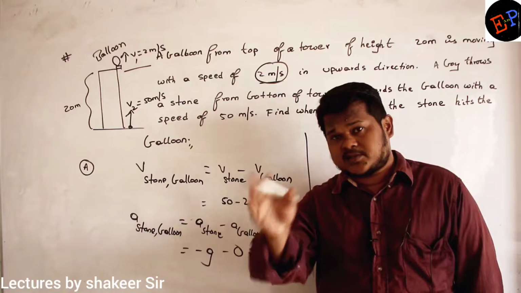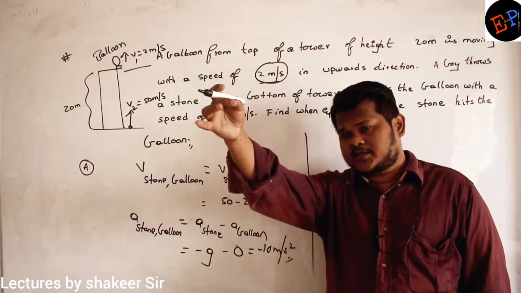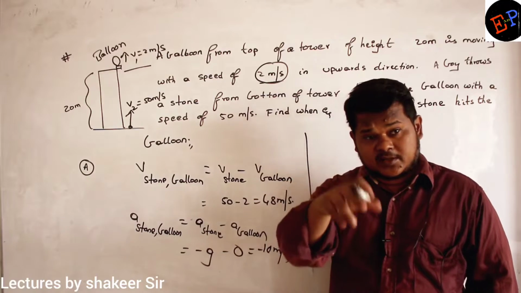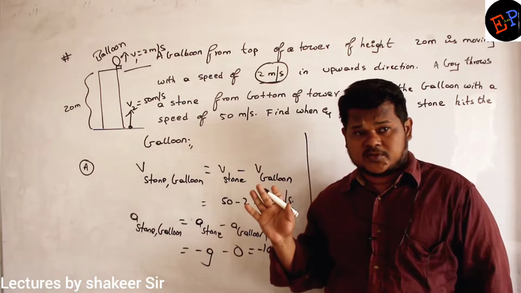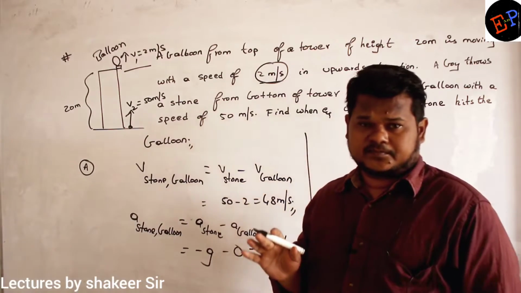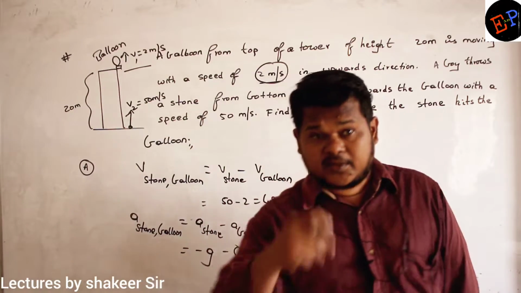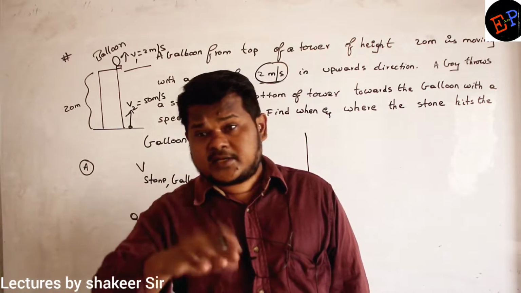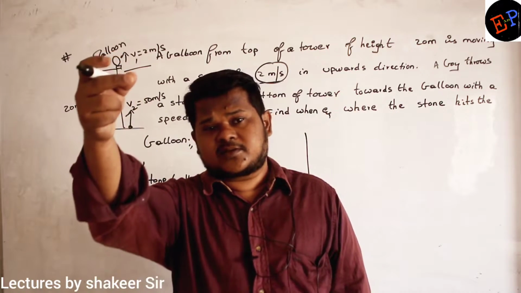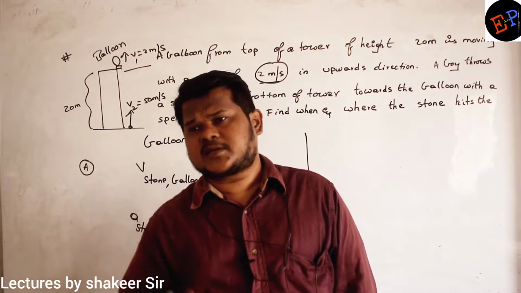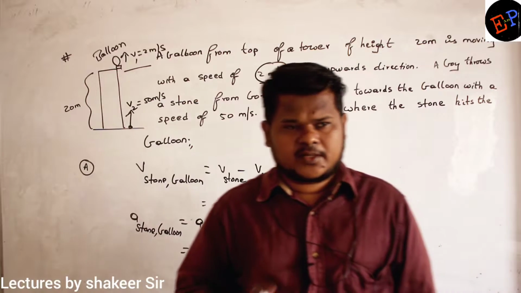In the last class also we have done one problem. One stone released from the top of a tower, one stone thrown from the bottom of a tower. There also bodies were moving in accelerated motion only. But relatively it was a uniform motion. The last condition, relatively it was uniform motion. Why relatively it is a uniform motion? Because relative acceleration was 0. Acceleration of the first stone also 0. Acceleration of the second stone also 0. So relative acceleration is 0. Are you able to understand?